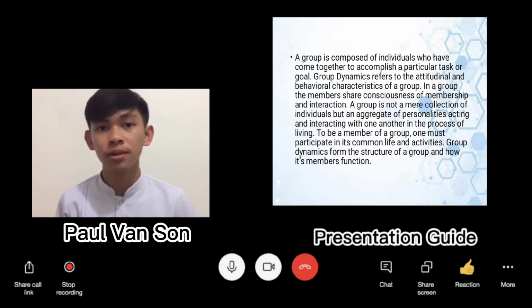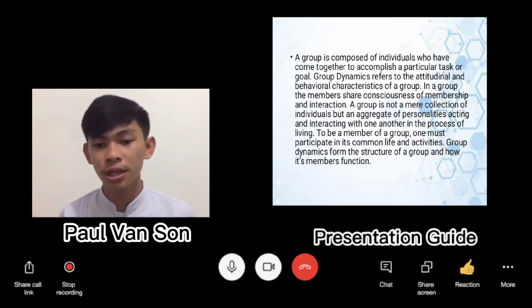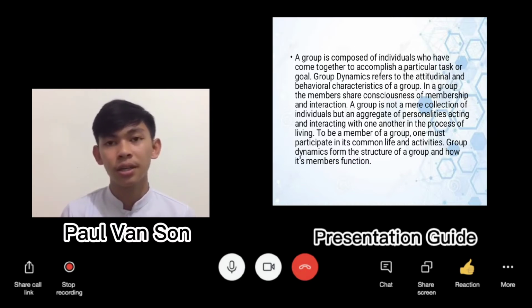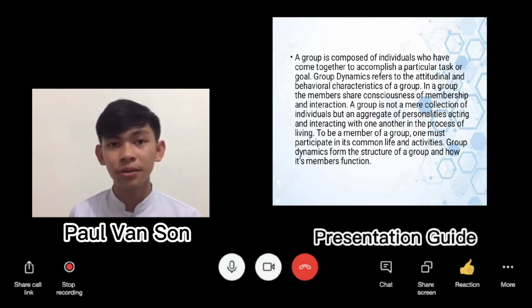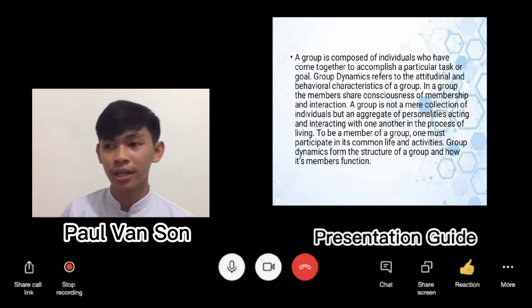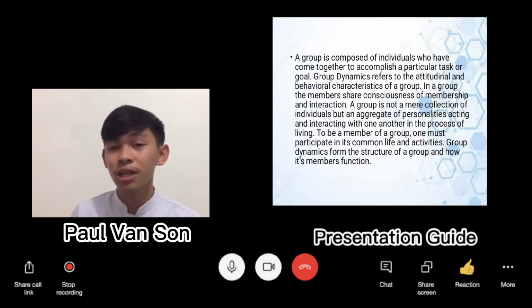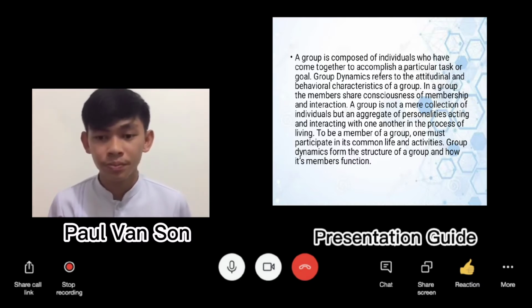What is group dynamics? Group dynamics refers to the attitudinal and behavioral characteristics of a group. How do you know if a group has attitudinal and behavioral characteristics? For example, this group of dancers has different kinds of attitudes depending on the genres, like the girls who are part of the dance. In a group, the members share consciousness of membership and interaction.